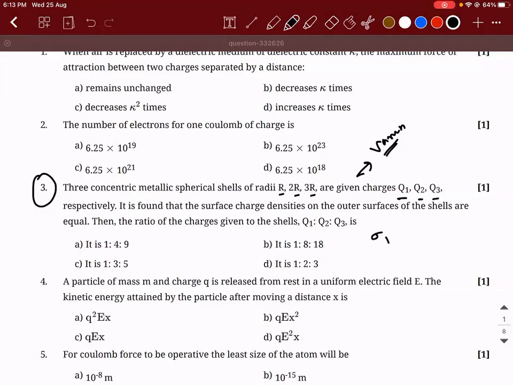So sigma 1 is to sigma 2 is to sigma 3 is the same. So they all are the same. Varun, tell me what is the formula for surface charge density? I asked a simple question. What is the formula for surface charge density? Sir, I don't remember it, sir.